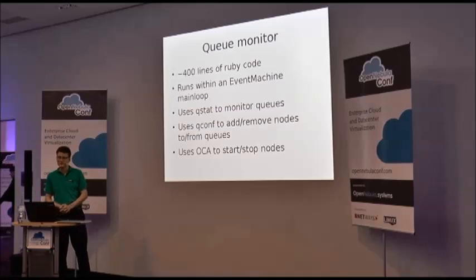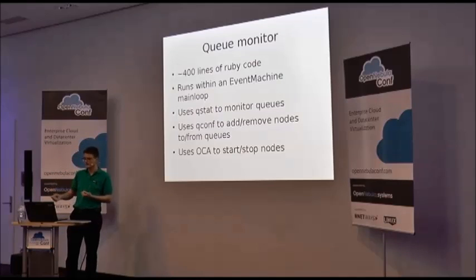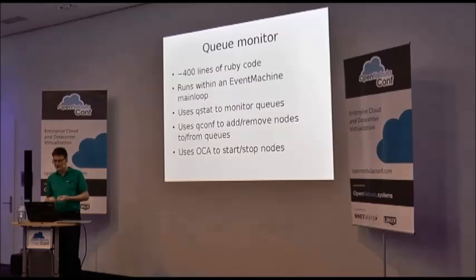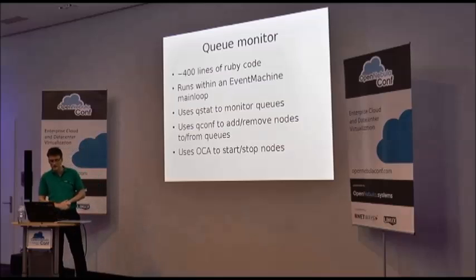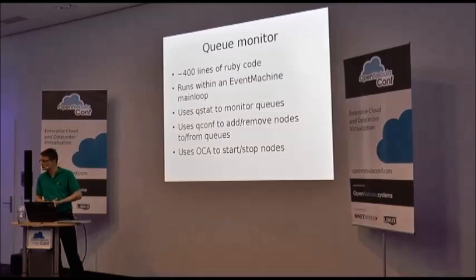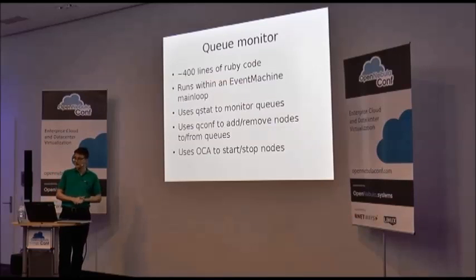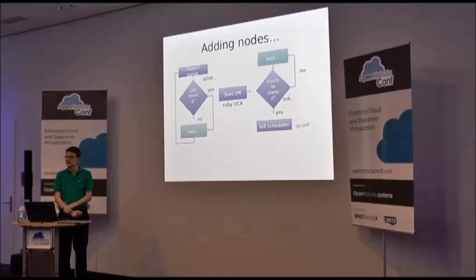I don't know if you've ever heard of EventMachine. It's some sort of the reactor pattern. It allows you to have multiple processes within one program, and they all get handled in turn. Actually, all within one thread, unless you explicitly specify that you need it in another thread. I frequently poll the job queues to see if there are any jobs waiting. If there are many jobs waiting, then I use the OCA to start a node or to stop a node. And then I use qconf, which is a configuration tool that comes with Sun Grid Engine, to remove or add a node. And I've written it down in a small workflow.